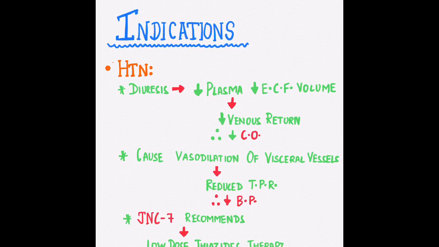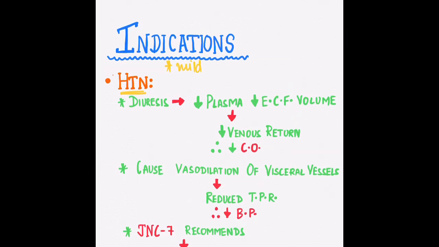Now, coming to indication or uses of thiazides, one thing that must strike your mind whenever someone asks you about the uses of thiazides is control of hypertension. They are mild antihypertensives which prevent fluid retention and also help in overcoming the resistance. They are more cost effective than other antihypertensives and also show low incidences of postural hypotension.